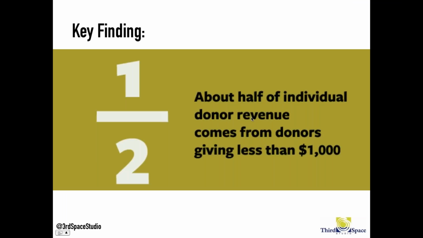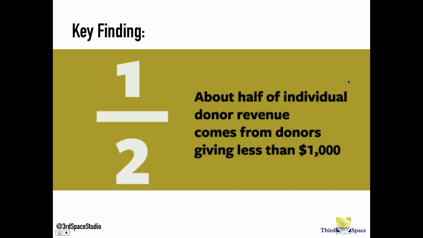One of the other key findings from our research is about half of individual donor revenue comes from folks giving less than $1,000. So one of the things that has been my experience in working with individual donors is there's often a board member, sometimes a staff member, who says, oh, we shouldn't do individual donor work. We don't know anybody who's wealthy. Or they say, we should totally do individual donor work. We just need to get a connection to Oprah, and Oprah will give us all the money we need.